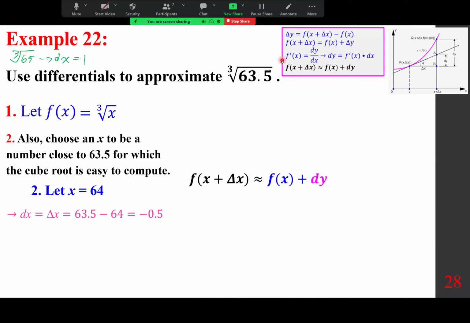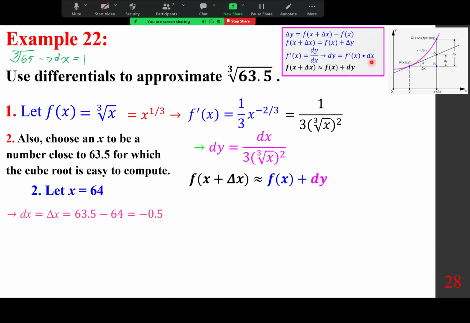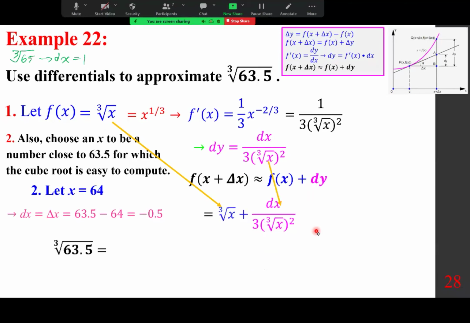First and foremost, let's find f prime of x. To do so, we're going to change this to x to the power of 1/3. Its derivative is 1/3 x to the power of 1/3 minus 1, or negative 2/3, which makes it 1/3 times the quantity cube root of x, squared, and dy is the same thing times dx. Now plug in: f of x is the cube root of x, and dy is dx over 3 times the quantity cube root of x, squared.